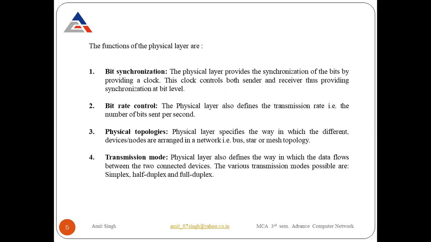Clear? Now, what are the different functions that can be performed by the physical layer? There are four different functions. First, bit synchronization, to sync the bits into a particular order. The physical layer provides synchronization of the bits by providing a clock. This clock controls both sender and receiver, thus providing synchronization at the bit level.